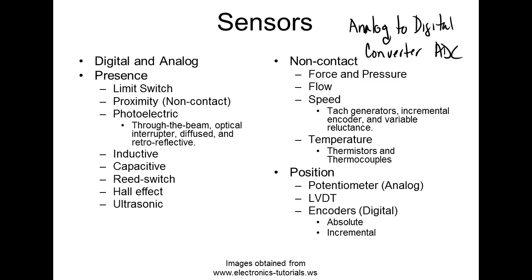So we have two different categories of what we sense. We sense presence a lot. You're saying, okay, is it there or not there? We do this in robotics a lot because that's what we want to do. Does the robot want to move? Well, if it's there, it will move. If it's not there, it won't move, right? And that would be a presence.